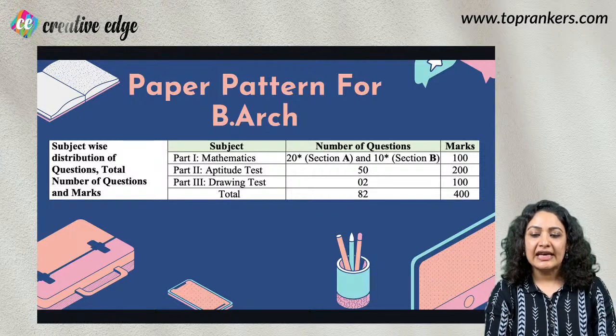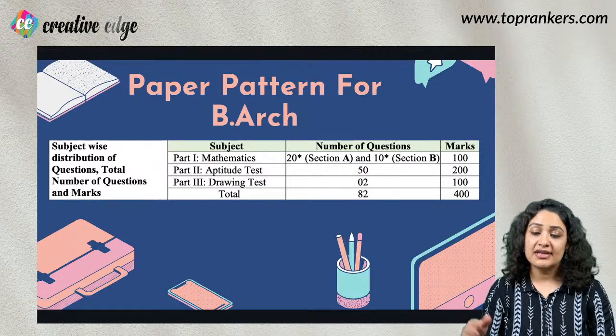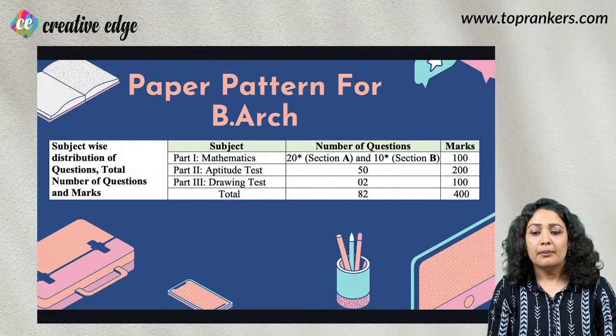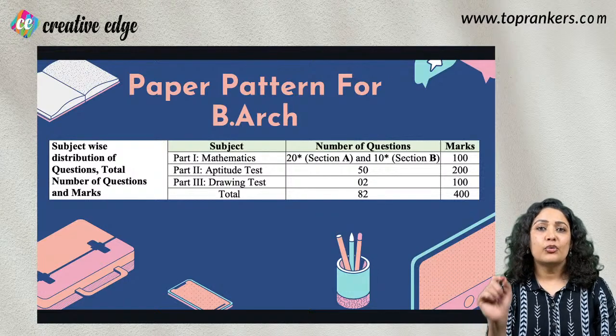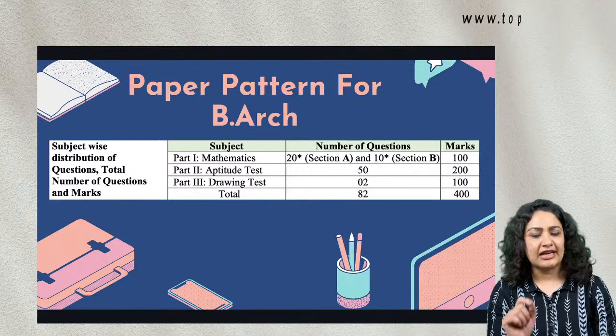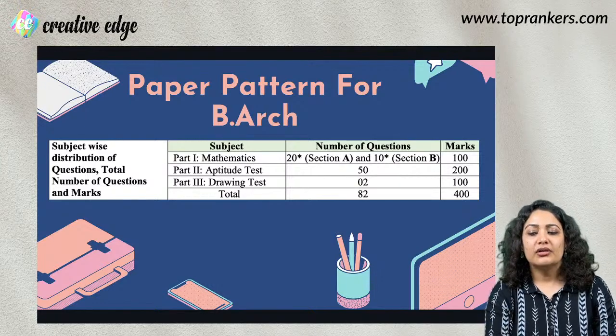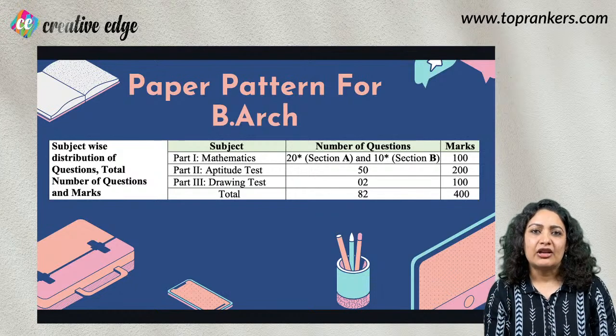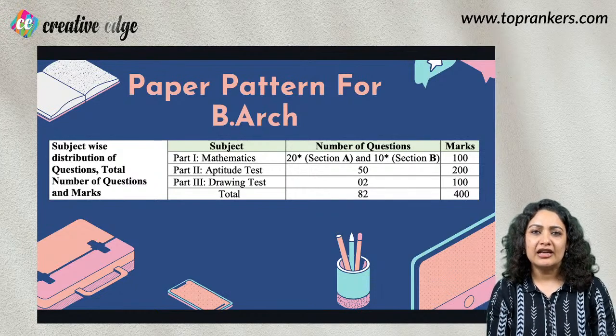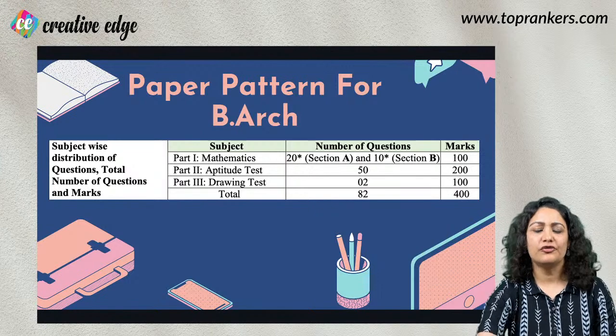So here you would see that the total number of questions we have shown you is 82, but because there are 5 optional questions in the numerical type section of maths, you would need to do only 77 questions. The marks weightage is a total of 400.